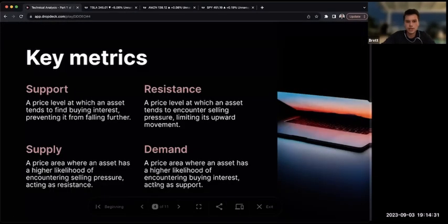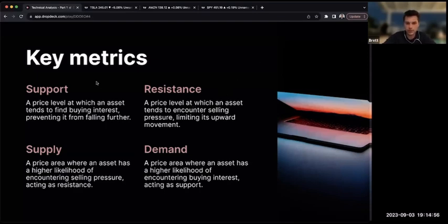Next slide here. Key metrics. Let's actually get into what I look for. There are four terminologies you need to know. The first terminology is support. This is where a level or an asset class finds buying interest, preventing it from falling further. Resistance is where a stock or an asset, whatever it may be, historically encounters selling pressure.